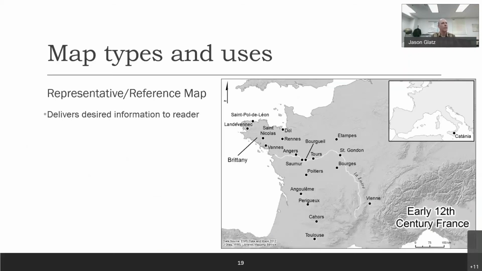So the first kind of map that I make in my work, and probably the most common type, is what I would call a representative map. Some folks call it a reference map. It's just your general map that points out information. A professor will come to me, and this was made for a book. He was a medievalist, and I believe these were monasteries in early 12th century France. It's just your straight up standard map that shows stuff.